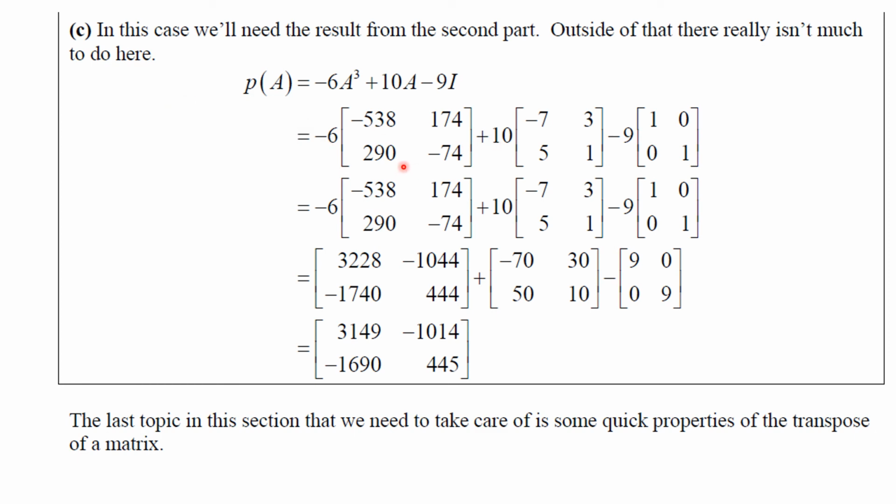So we plug in the values that we have, and notice that it's 9 times the identity matrix. We do the calculations, and we get this as our answer. Again, you should verify these calculations. Make sure that you understand them.